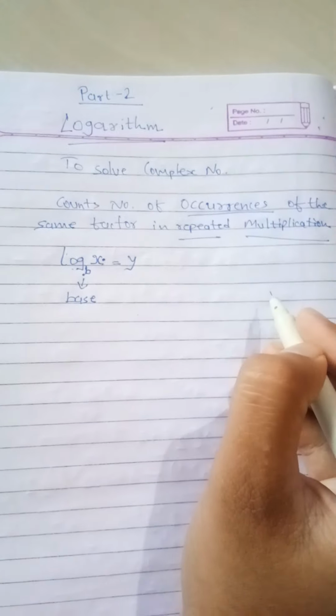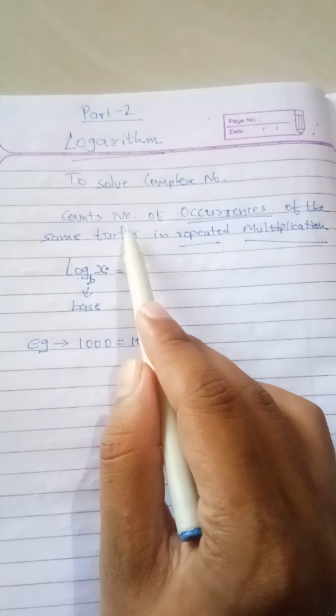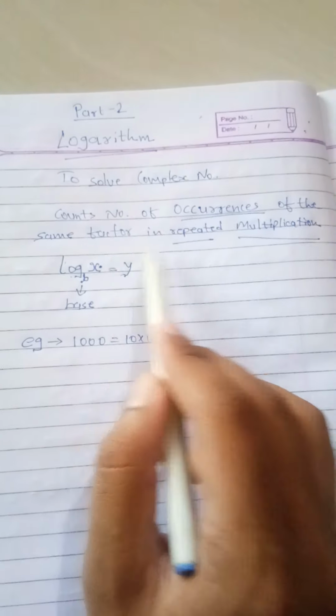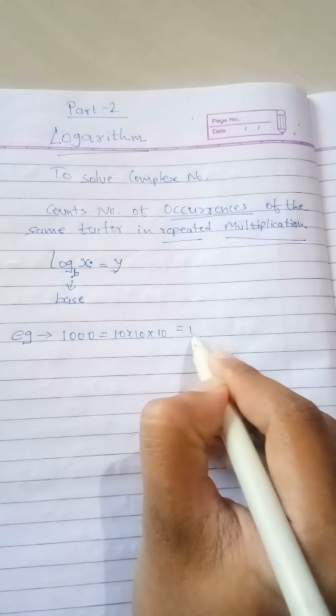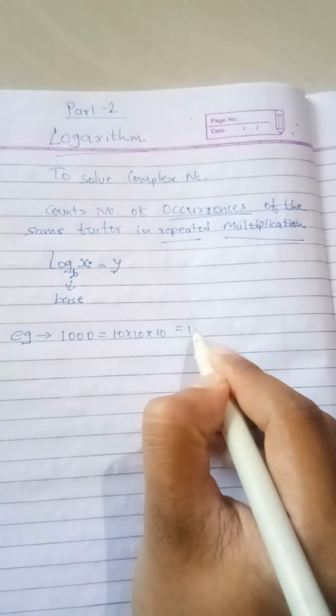I am taking the example 1000. We know that 1000 is nothing but 10 into 10 into 10. Here you can see the definition: it counts the number of occurrence of the same factor in repeated multiplication. 10 is coming how many times? 3 times. So we can write 10 raised to 3. So we can write 1000 is equal to 10 cube.